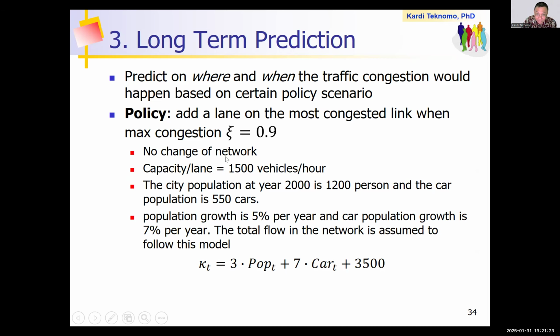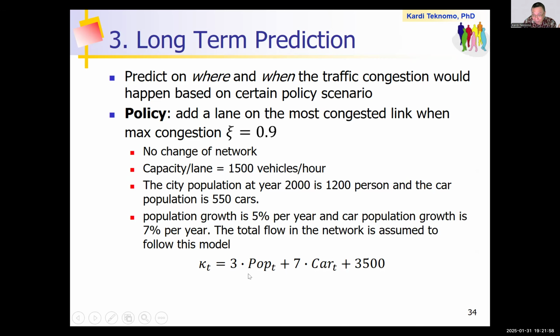So no network change, it's just adding the lane. No adding link or removal of the link. So let's say we assume capacity per lane is 1,500 vehicles per hour. And initially year 2000, say 1,200 persons. That city is very small anyway, it's 5 nodes. And the car population is 550. This is just an example. Okay. And we know that population growth is 5% per year and car population is 7% per year.